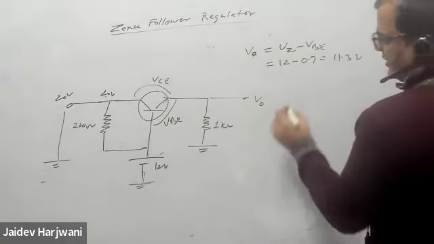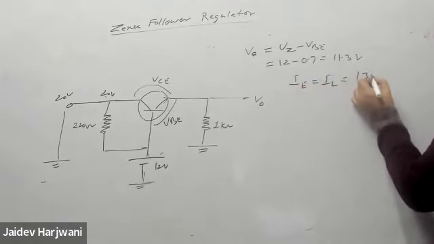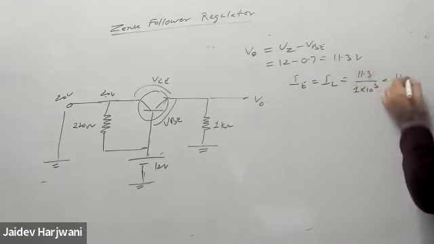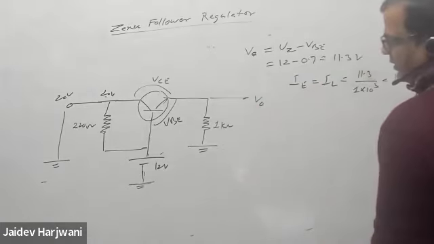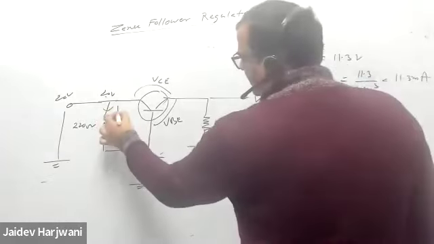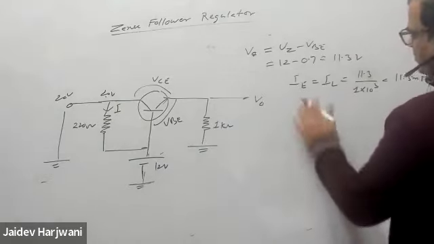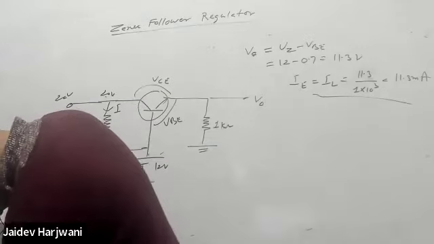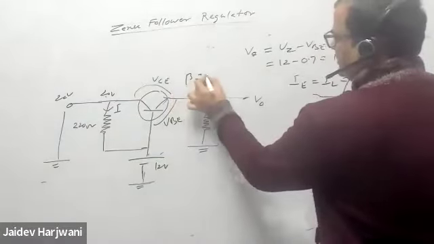You know the current IE or IL, that is 11.3 volt divided by 1 kilo ohm, that is 11.3 milliampere. Okay, and you can find the current flowing in the circuit. So once you know the IE, if beta value is given in the question, how much? Beta is given 500.